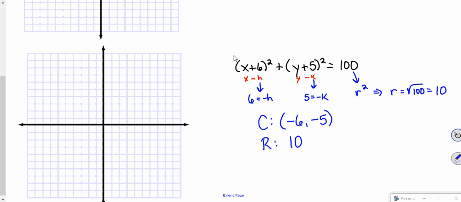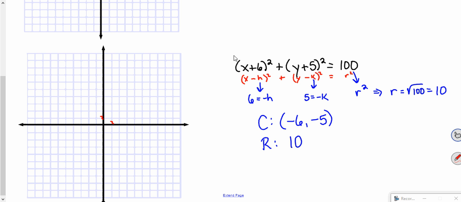So again, this was our basic form, (x minus h) squared plus (y minus k) squared equals r squared. So that means that a positive 5 equals a negative k, or k equals -5. Same thing with h equals -6. So I'm going to count this Cartesian plane, or this rectangular coordinate system, the square graph, maybe I should say, by 2's. Let me mark that first of all. I'm going to count these by 2's.